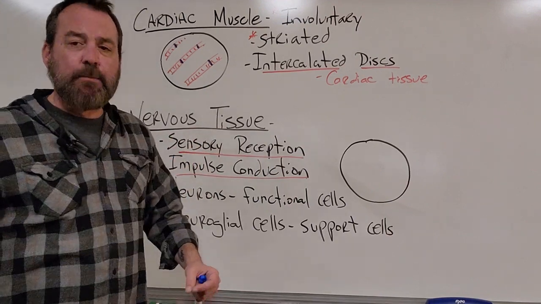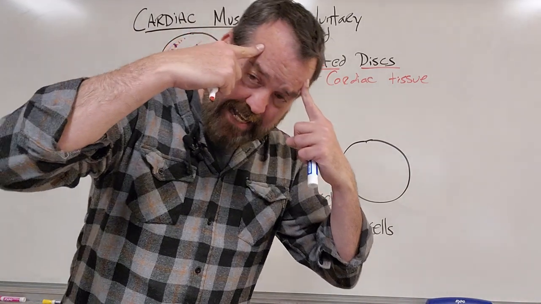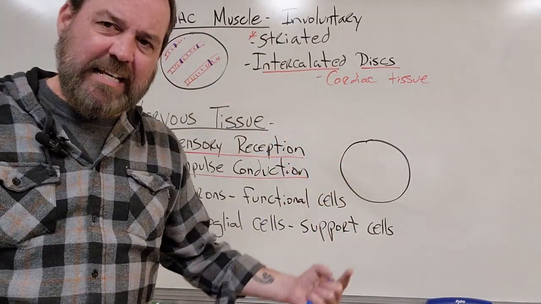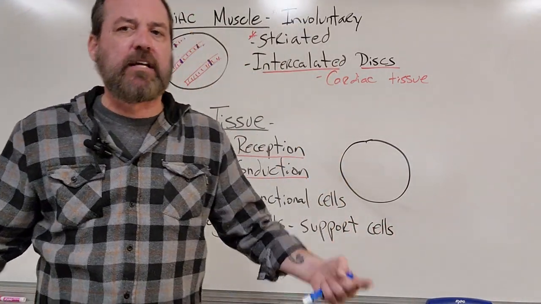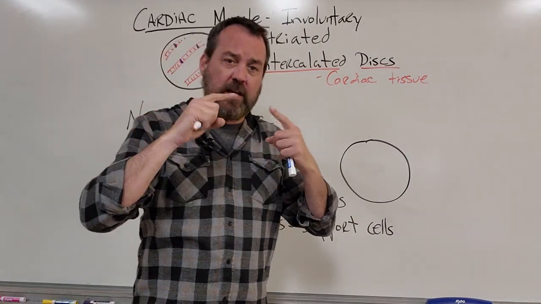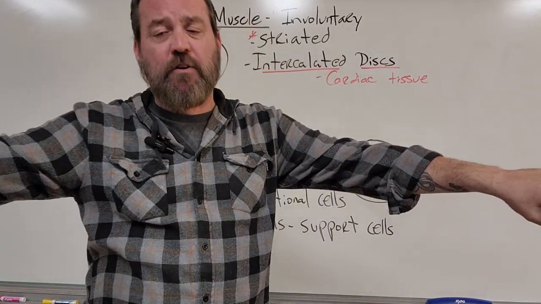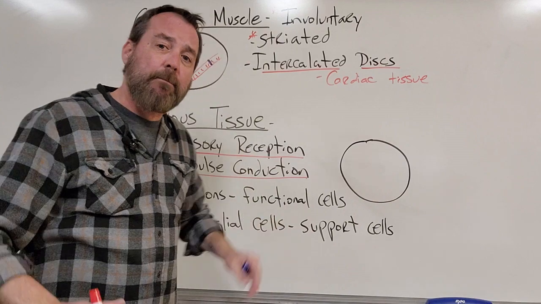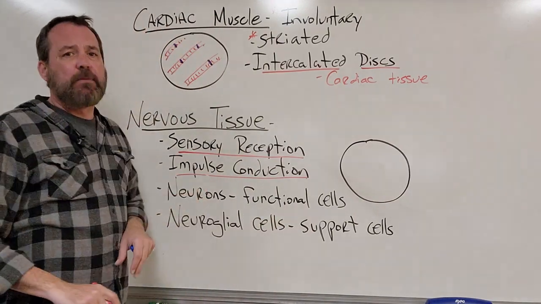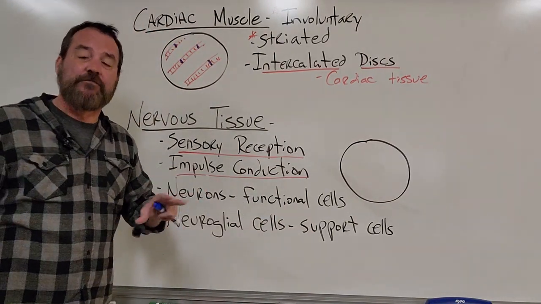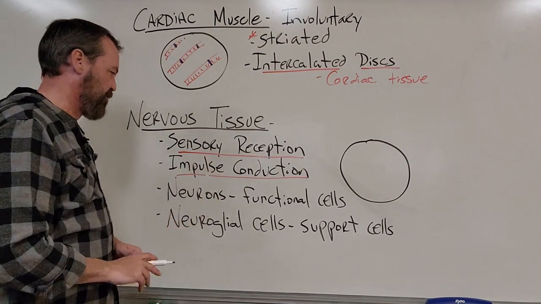So any impulses that are going to my brain and spinal cord are going to be sensory. I'm taking the information from the environment that my body's picking up, and I'm going to send it to my brain and spinal cord. Any impulses going away from my brain and spinal cord out to my muscles and or glands are going to be motor, because we're trying to have an effect, and that's going to be impulse conduction.